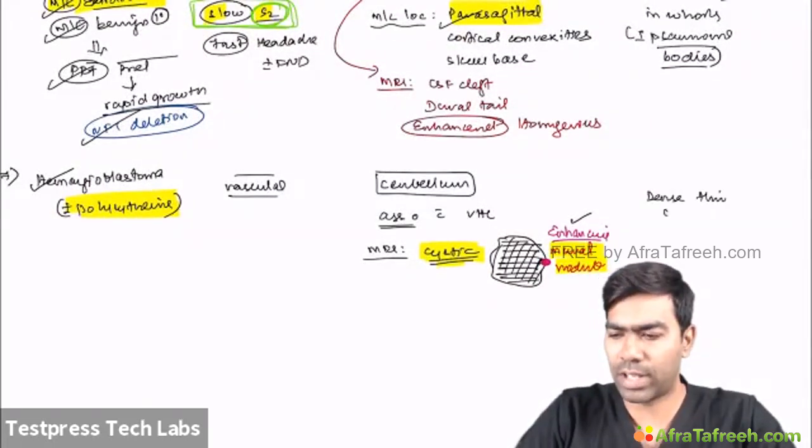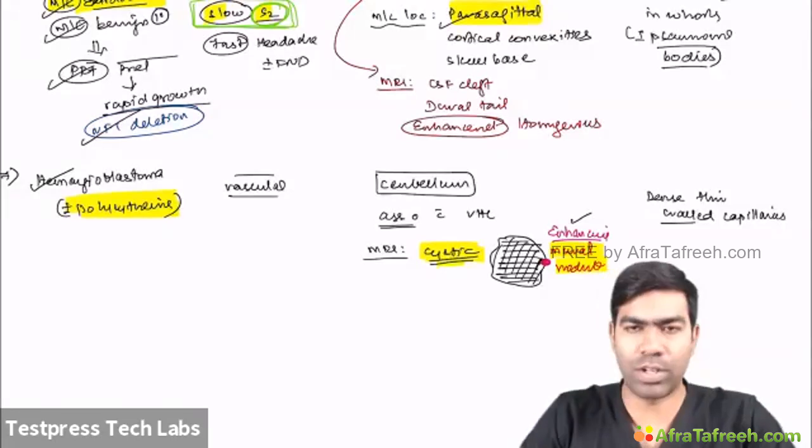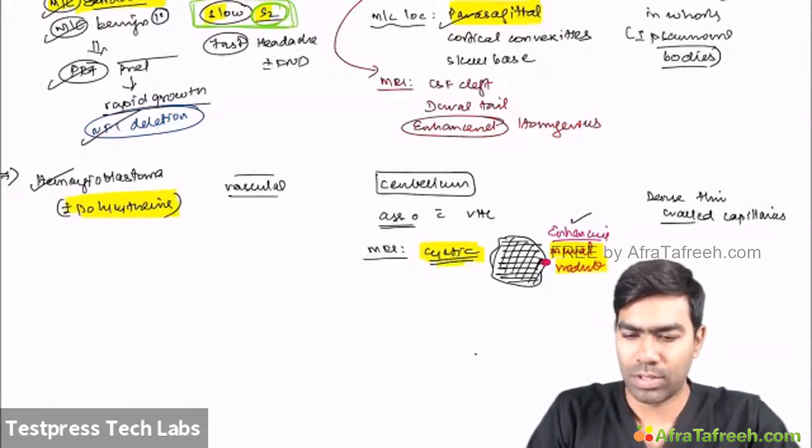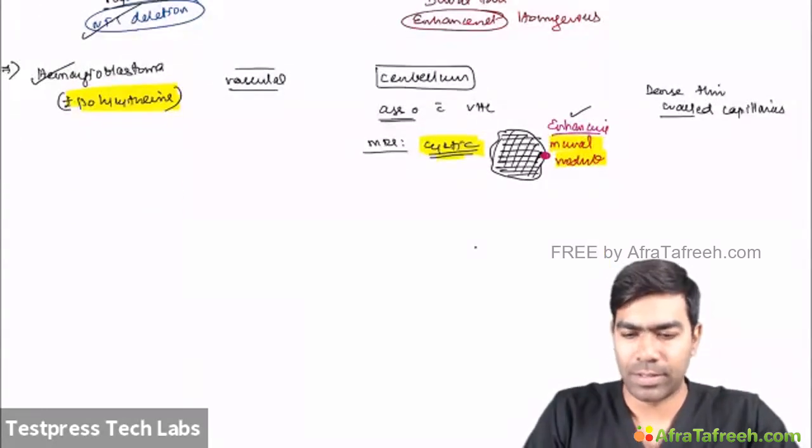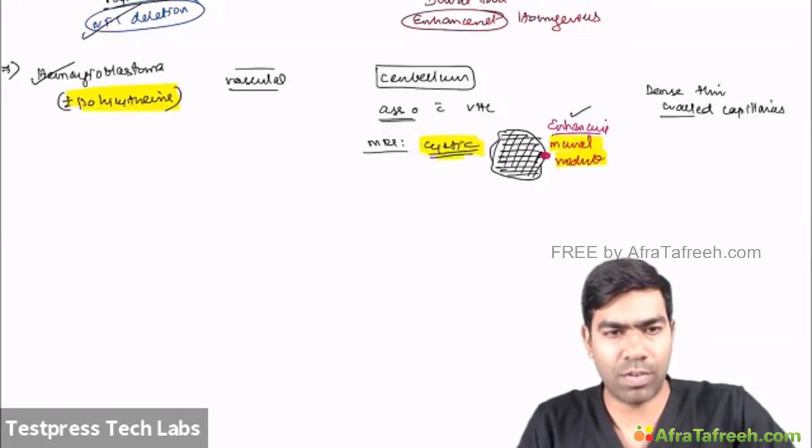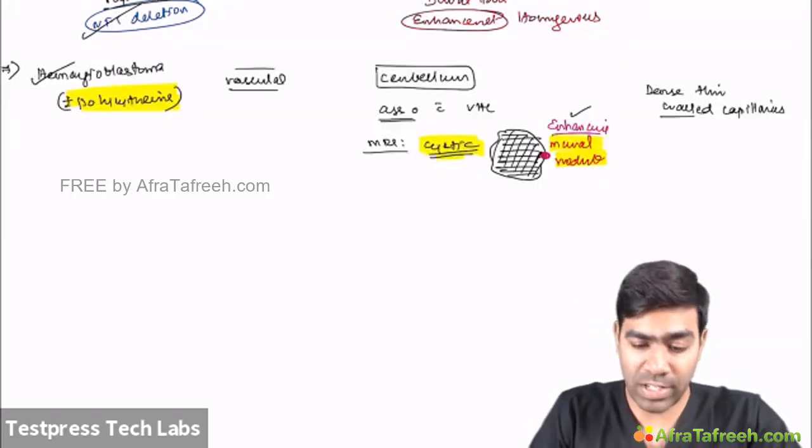Dense, thin-walled, fragile capillaries. That's what you're going to see in this tumor. That is hemangioblastoma. So here the key point will be that mural nodule. That will be the clinching point for diagnosis. Then you have vestibular schwannoma.